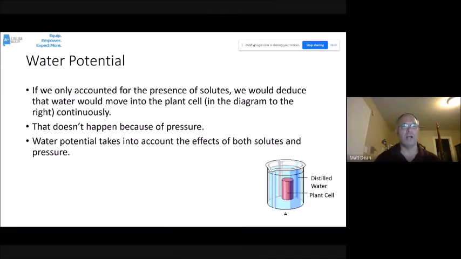So if we only accounted for solutes, we could deduce that water would move into the plant cell in the diagram continuously, because in this beaker, there's distilled water, which means there's no solutes.